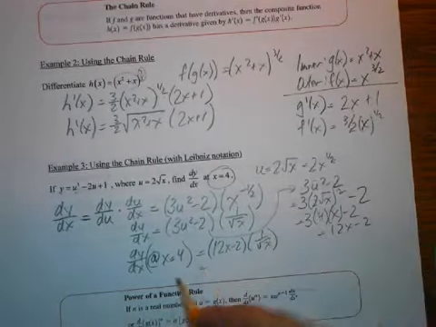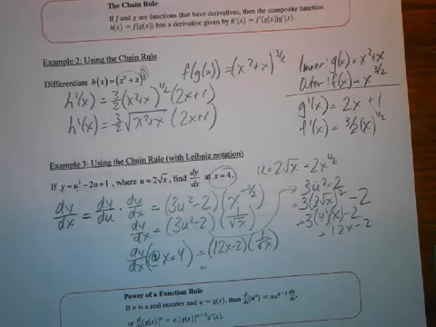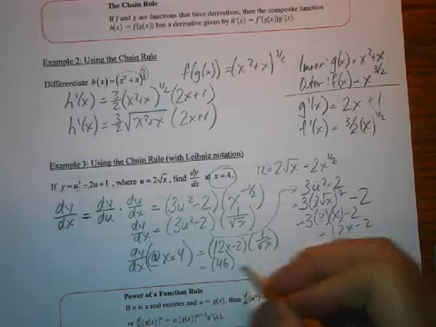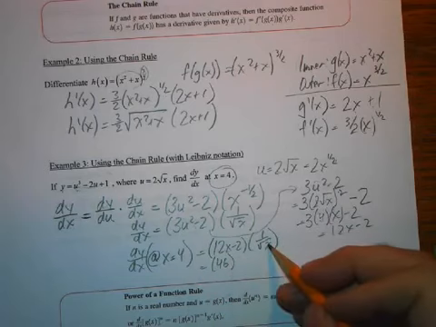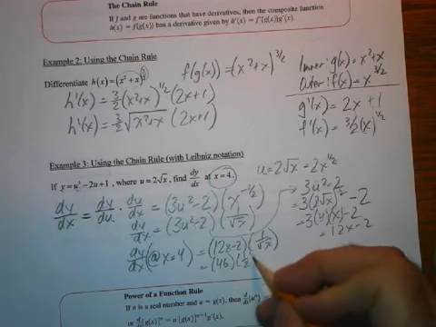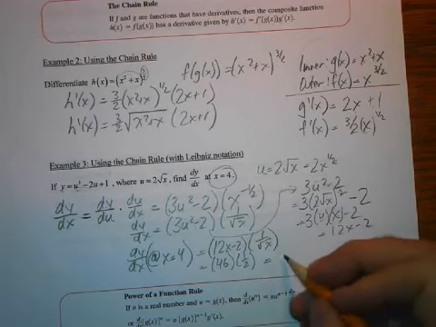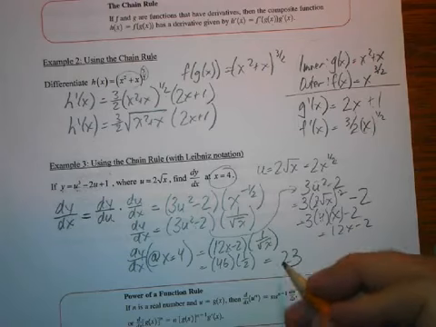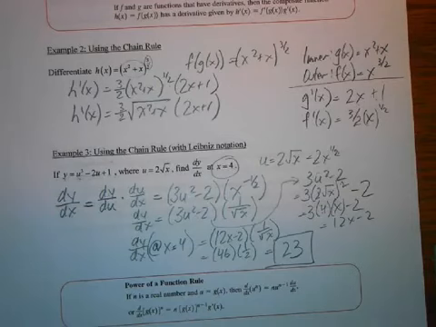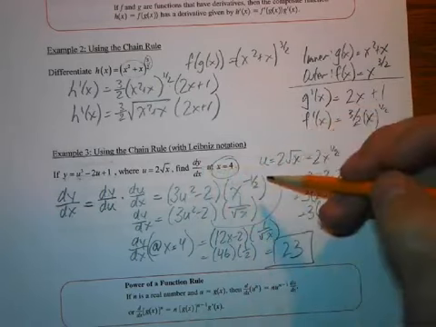And now we plug in the 4. Okay, so we get 12 times 4 is 48, minus 2 is 46. And 1 over square root of 4 is 1/2. So that becomes 1/2 of 46, which is 23. Okay, so that's the derivative. That's dy by dx for x equals 4.